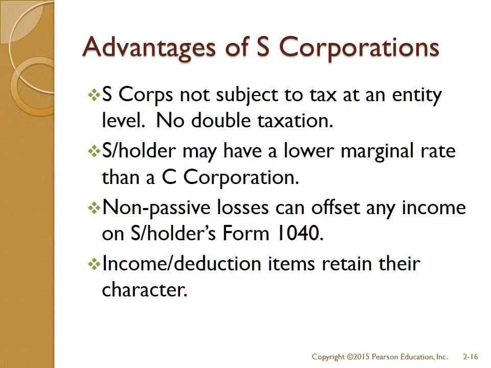S corporations have the advantages of being simple in taxation because they function like partnerships and sole proprietorships. There's the possibility to have a lower marginal rate than a C corporation. You can have non-passive losses that offset income on the shareholder's 1040, and income and deduction items retain their character when they're passed through to the individual. So whatever character they had at the S Corp level, they retain that same character as they are passed through.